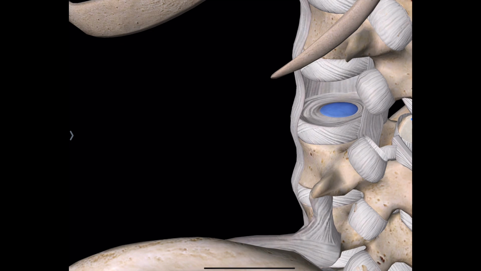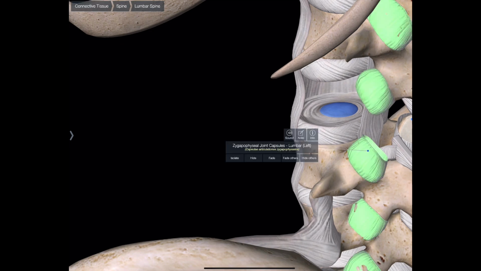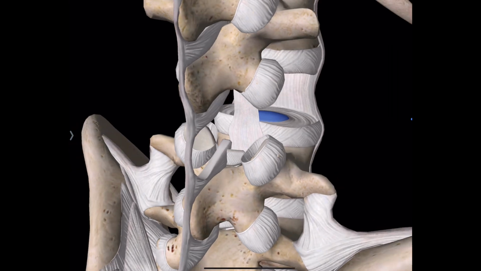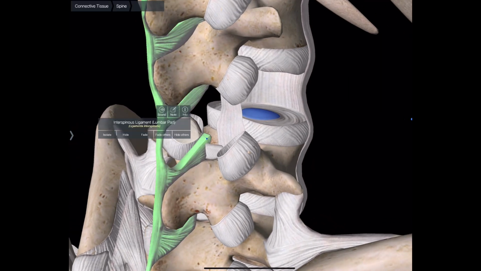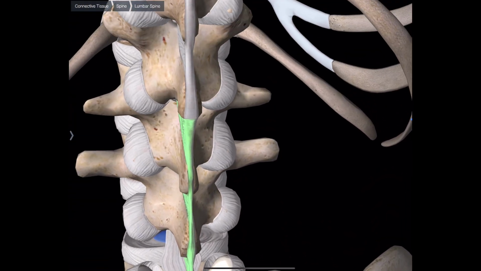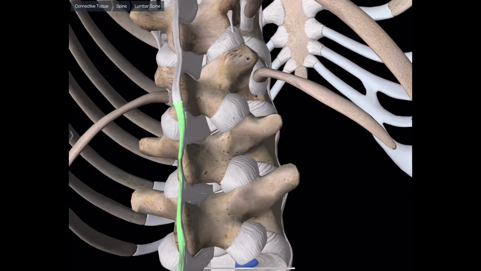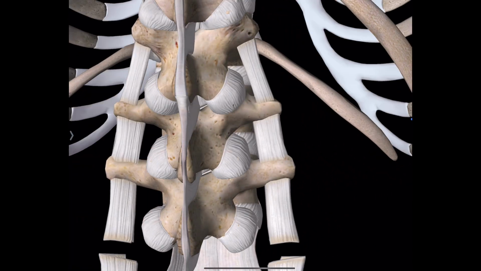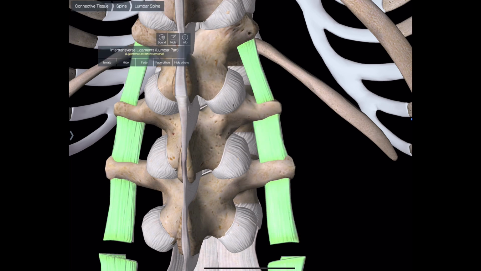Right here, you've got the facet joint capsule. So it just creates an encapsulation of that zygapophyseal, that facet joint, to create stability there. And then you're going to have a bunch of other, smaller ligaments that connect the bones together. You've got the interspinous ligament here, and there should be an intertransverse ligament here. Again, it just creates passive stability of the vertebrae.